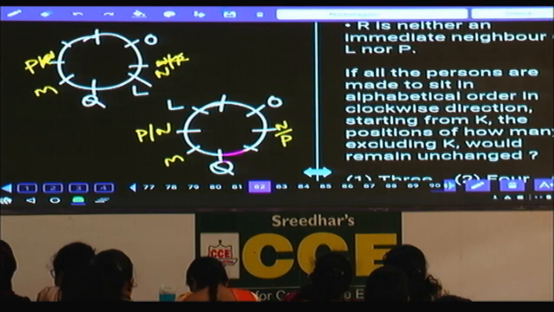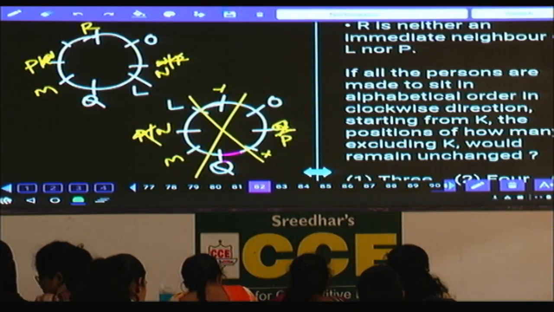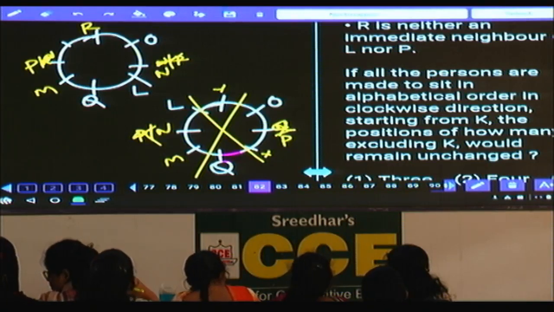R is an immediate neighbor of neither L nor P. Here N will be here and P will be here. R is neither of these, isn't it? Then tell me who is the only person left over? K. Now K must be in between P and R.